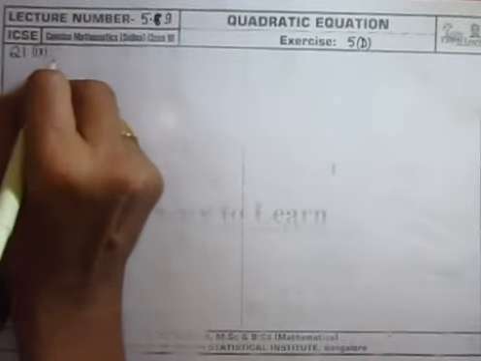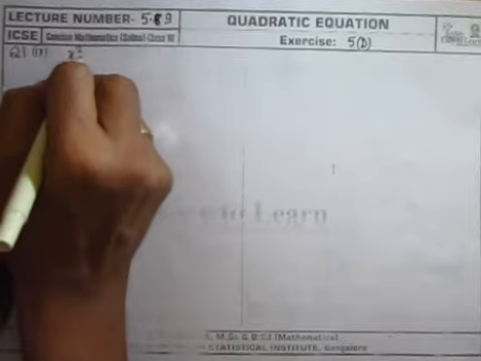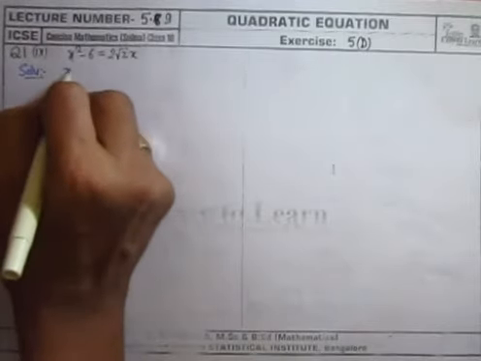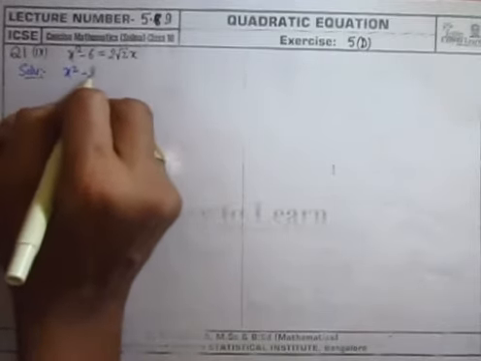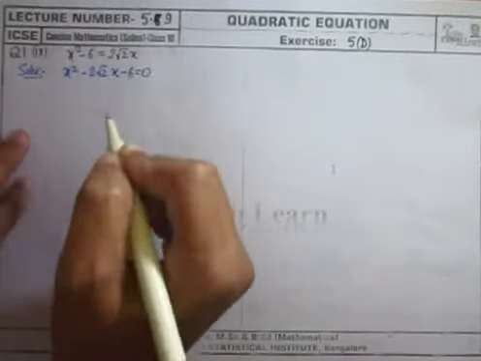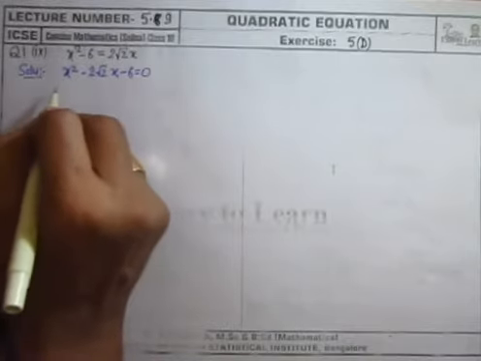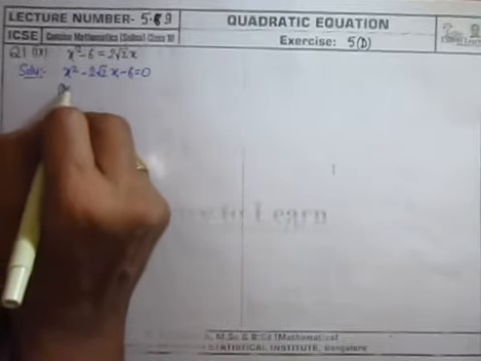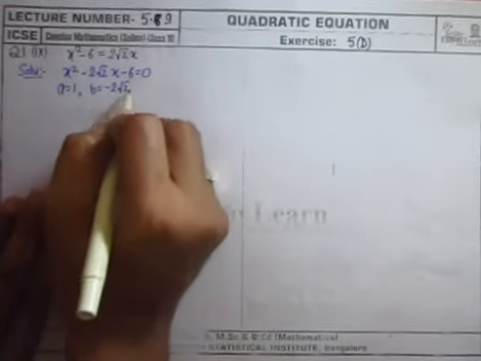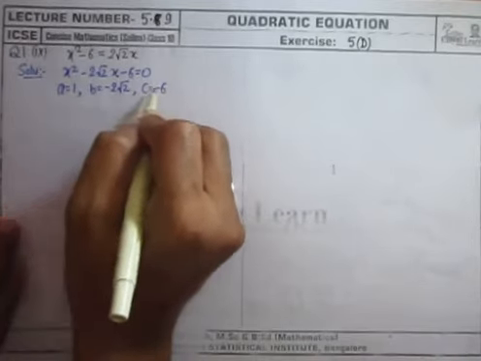Solve the equation x square minus 6 is equal to 2 root 2 into x. So first of all, we will arrange this equation in general form. X square, shifting this one this side, x square minus 2 root 2 into x minus 6 equal to 0. Now comparing this equation with the general equation, a is equal to 1, b is equal to minus 2 root 2, and c is equal to minus 6.